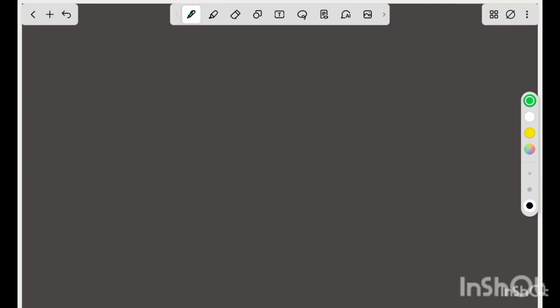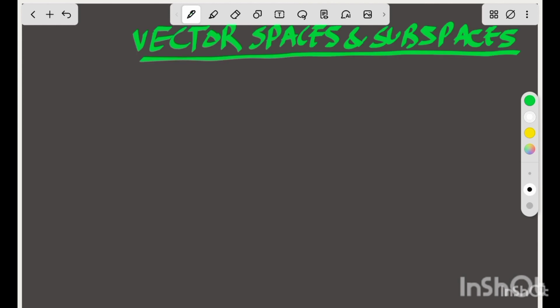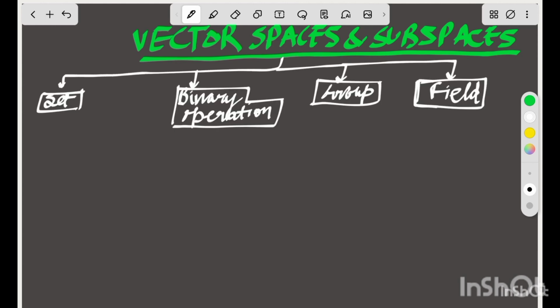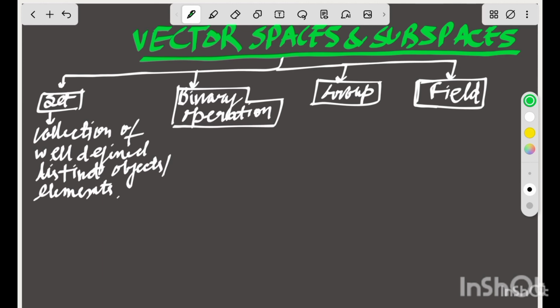Let us start the first chapter, vector space and the subspace. Before starting our main concept of the vector space, we understand about the four concepts: set, binary operation, group and field. What is set? Set is collection of the well-defined distinct objects or the element. Set is nothing but just the collection of the element. But that collection should be well-defined. Well-defined means there should be no confusion whether a particular element is in the set or not.